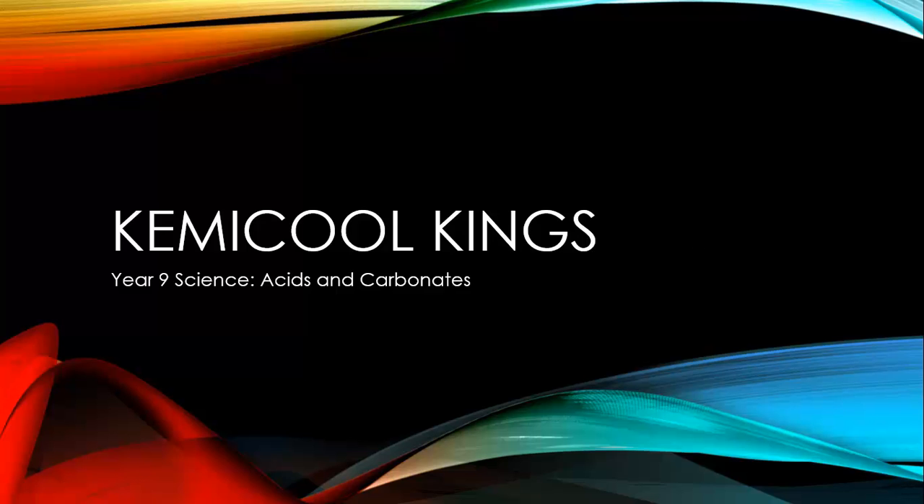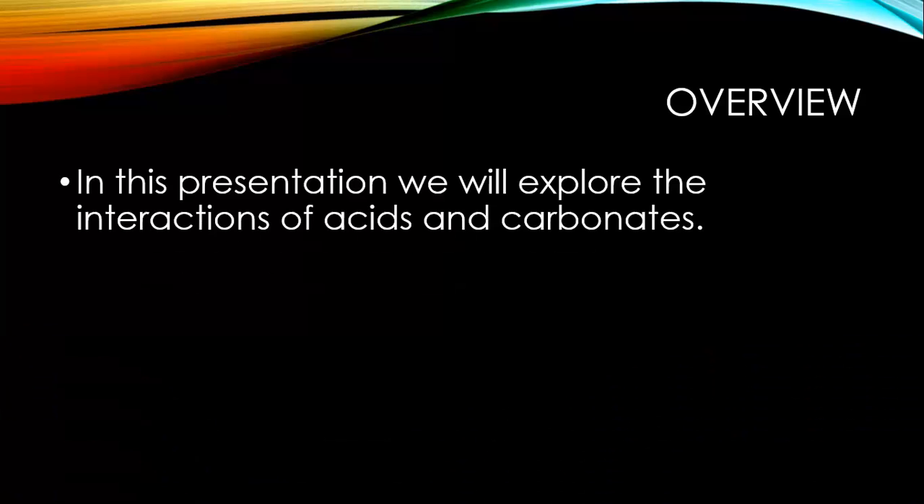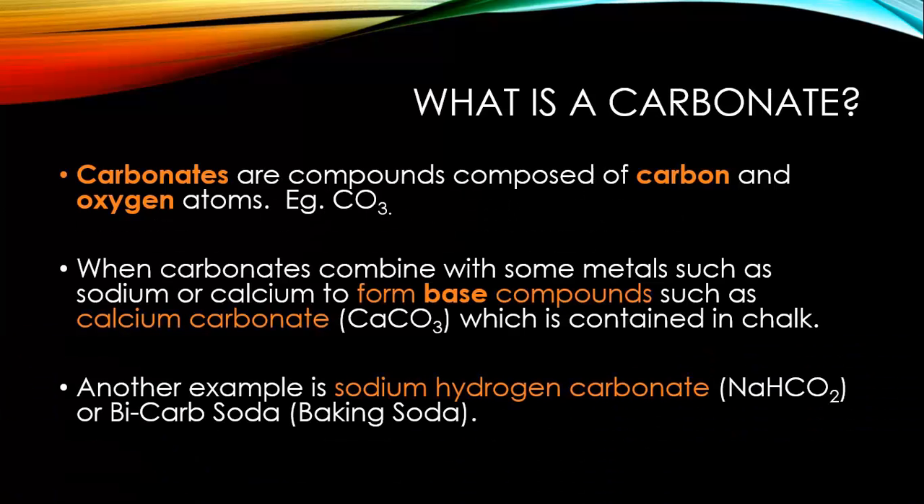Today we're going to learn about acids and carbonates. Okay, so it's probably a good place to start by looking at what a carbonate is. Carbonates are compounds composed of both carbon and oxygen atoms that are bonded together. An example of this is CO3, with one atom of carbon and three atoms of oxygen bonded together.